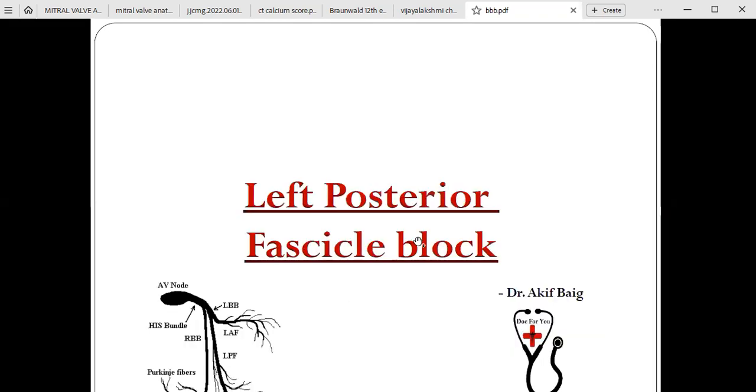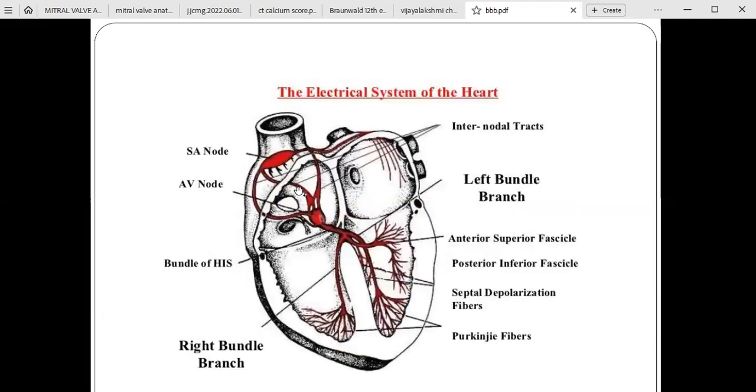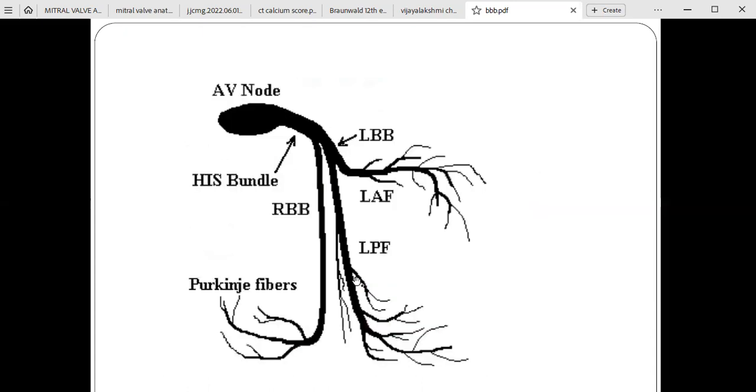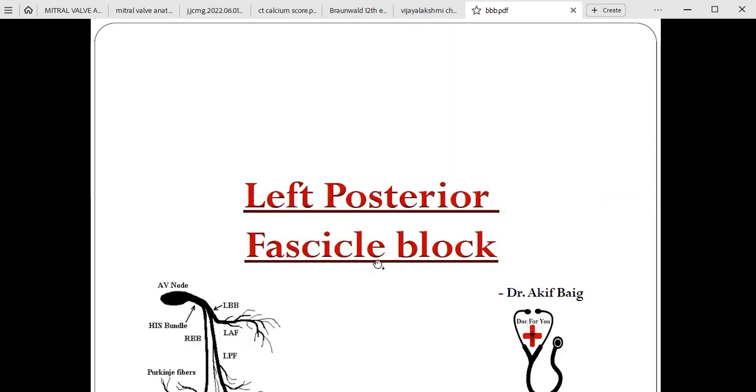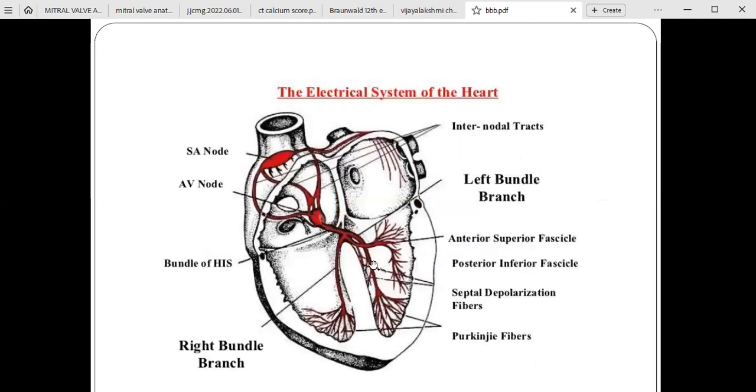Left posterior fascicular block. Left posterior fascicular block is explained by a concept for which we should know the electrical activity of the heart. First it consists of a SA node from which the depolarization goes into the AV node, then it goes into the bundle of His. And from the bundle of His, two fascicles form, one called the anterior fascicle and the other the posterior fascicle. The anterior fascicle generally takes the depolarization towards the free wall of the left ventricle, whereas the posterior fascicle goes downwards here. Now suppose you have a left posterior fascicle block. Suppose the left posterior fascicle is blocked.